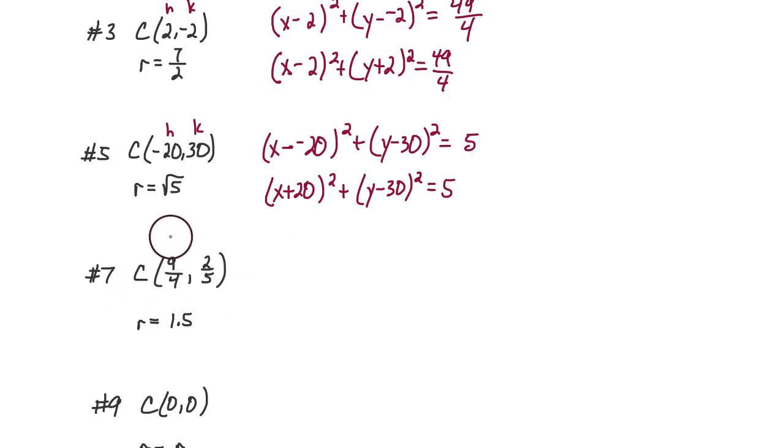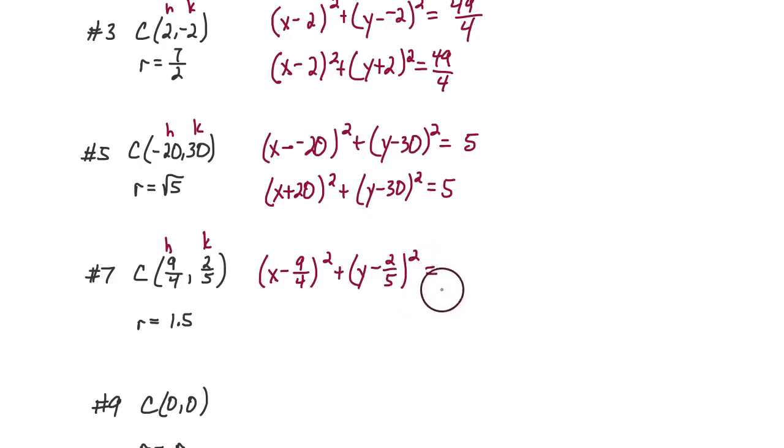Number 7, again, we're given the center, so that's h and k, and we're given the value of r. So x minus 9/4 squared, and then y minus 2/5 squared. That is equal to r squared. So 1.5 squared. That's 2.25.